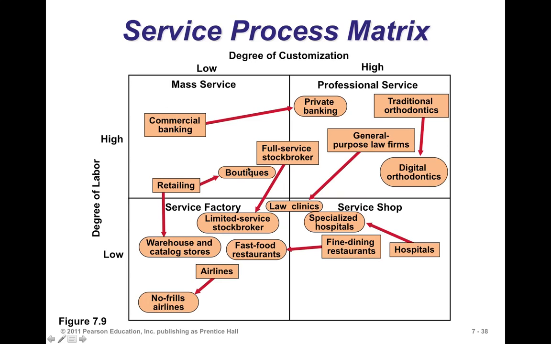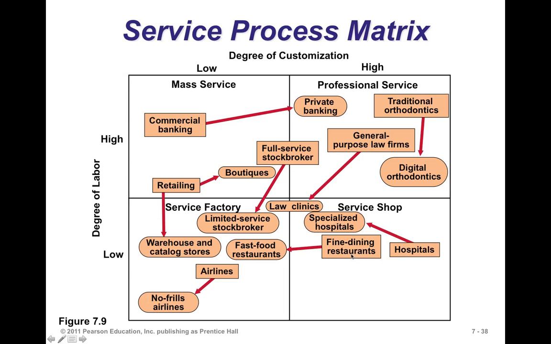Commercial banking, retailing, boutiques. So in a case like that, people are quite involved, but there's not a lot of customization. So you go to Sears, you're not going to find too much customization for you. Okay. Now we come down to here, where we have a low degree of labor to capital, which means a fair amount of capital equipment, but there's a fair amount of customization. So in a case like that, you could get into looking at hospitals, specialized hospitals, fine dining restaurants where the chef actually will make the food exactly to your taste, so there's customization.